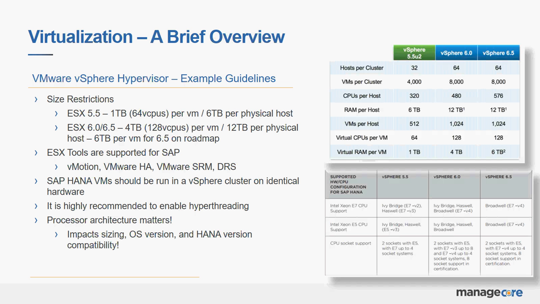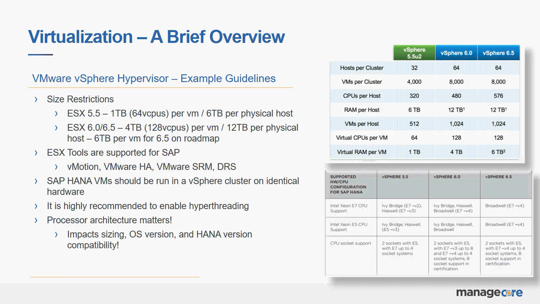One of the benefits to put HANA on ESX are the tools that ESX offers. So items like vMotion, VMware HA, VMware SRM, and DRS, those are all supported tool sets. So it allows you to really take full advantage of maybe hardware you have and virtualization you have. Maybe you're using SRM or Site Recovery Manager to move your environments from one data center to another. That is supported if you virtualize.